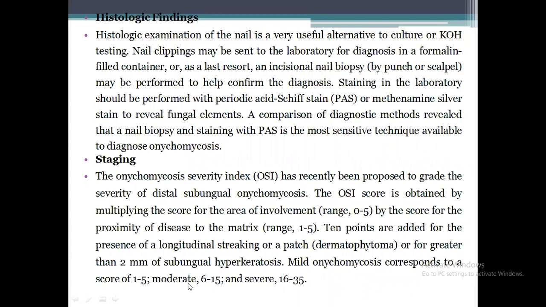So totally there will be scores, and for mild cases it will be from 1 to 5. For moderate cases it will be from 6 to 15, and severe from 16 to 75. This is the staging severity index, which helps us to know how severe the infection is.